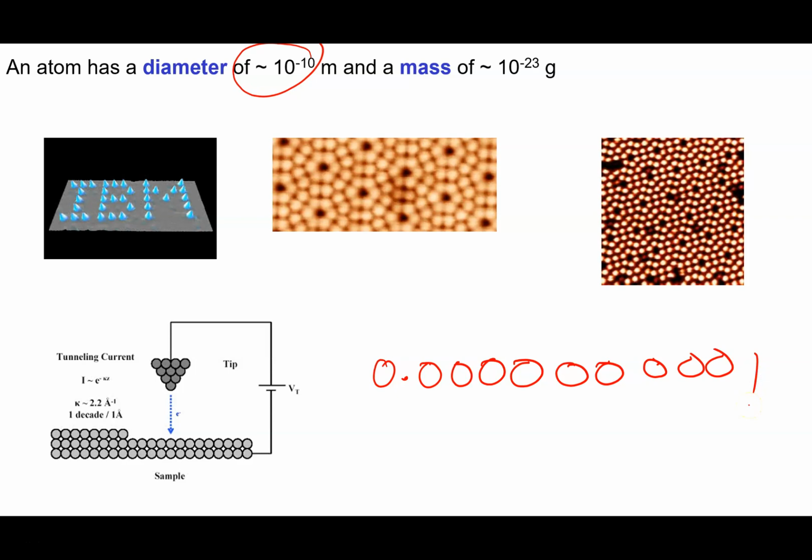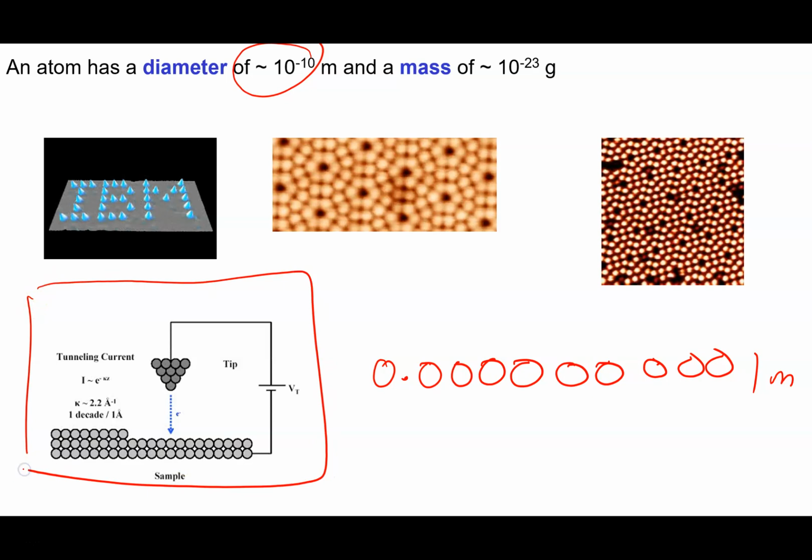9 zeros and a 1 to the right of the decimal point there. So that's pretty darn small. We can use an instrument called a scanning tunneling microscope, STM. This was invented by some guys at IBM, and they actually won the Nobel Prize for this work.